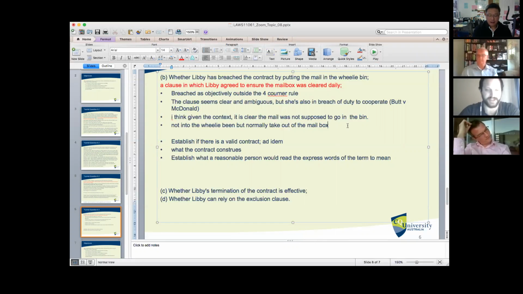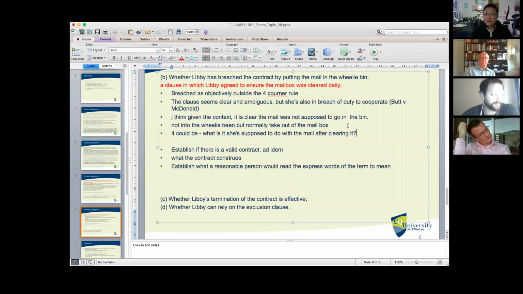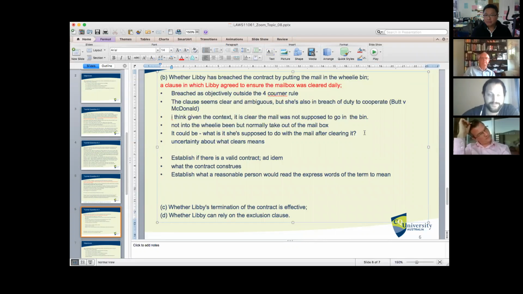It doesn't actually state what she's meant to do with the mail once she's actually cleared out the mailbox. Okay. So it can be argued, what exactly does it mean when the provision says that the mailbox was cleared daily? That seems to be quite unclear. There is some ambiguity in that wording. What does that provision mean when it says that the mailbox was cleared daily? So that seems to be ambiguous.